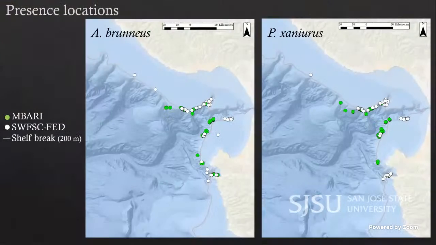Eventually, it all came together. Seen here are my presence point locations. On the left-hand side is the map for A. brunneus, and on the right-hand side for P. xanthurus. The green circles are representative of MBARI ROV observations, whereas the white circles are representative of the SWFSC manned submersible transect observations. And the bathymetric contour line here is the shelf break at about 200 meters. Each species' presence points were run individually in their own model.